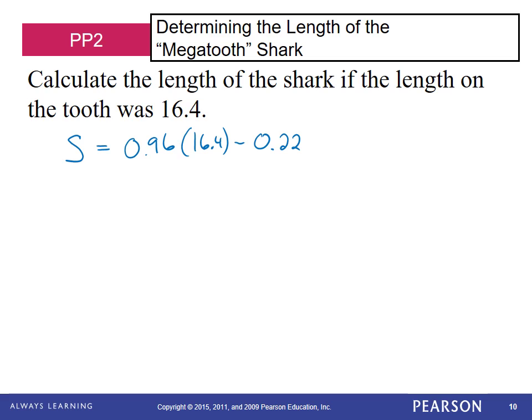And anybody got an answer yet? 15.524. 15.52. I'll go with 15.52. We're good. If you're off just by a little bit back of the book, as far as rounding goes, I'm not too crazy about that. We're good if you're just a little bit off.